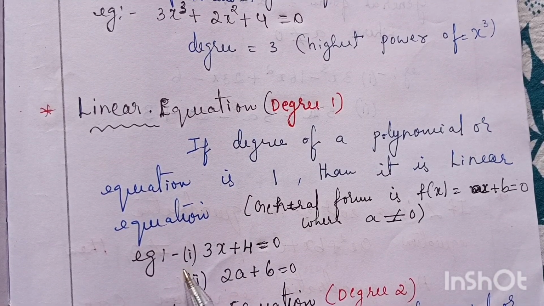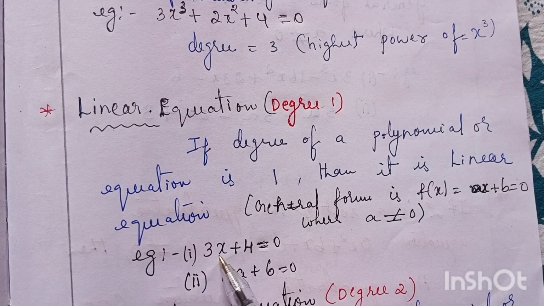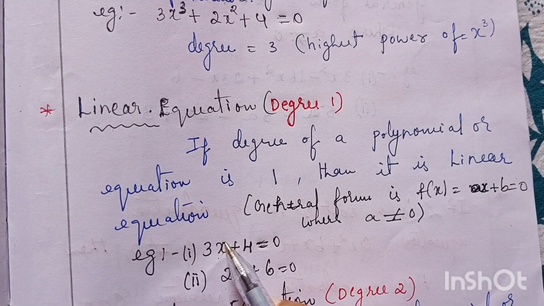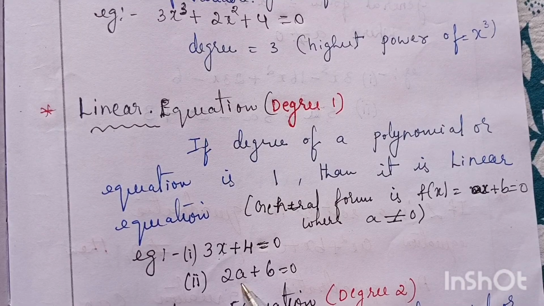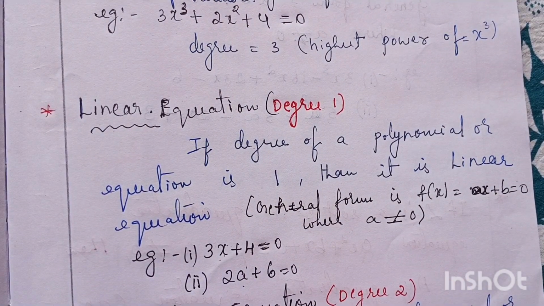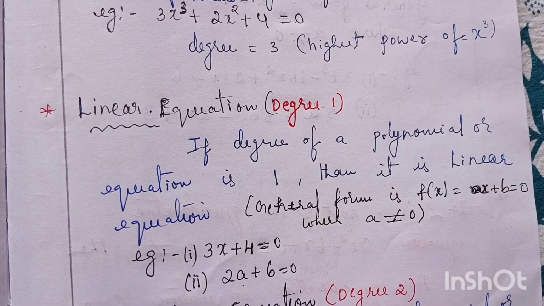It is a linear equation. Linear equation means the highest power is 1 here. The power of variable x is 1 here. And a is a variable in 2a plus 6, and the power of variable a is 1 here. This is called the linear equation.